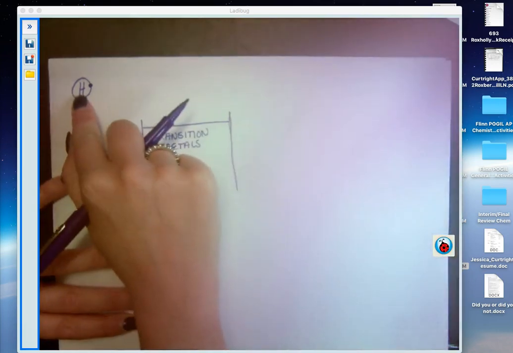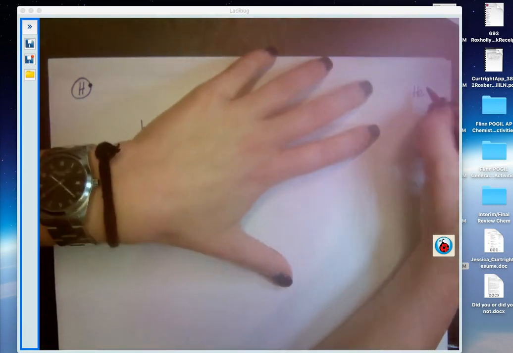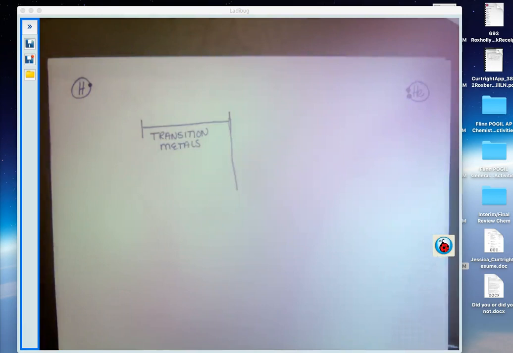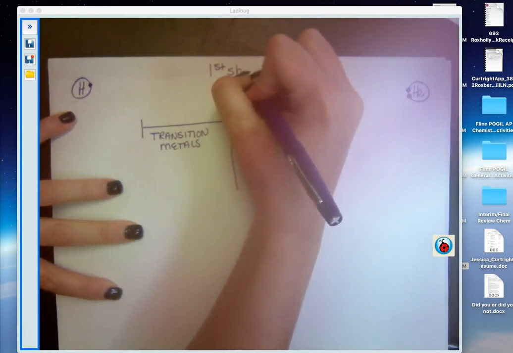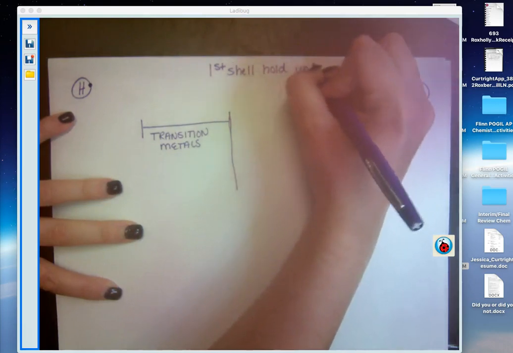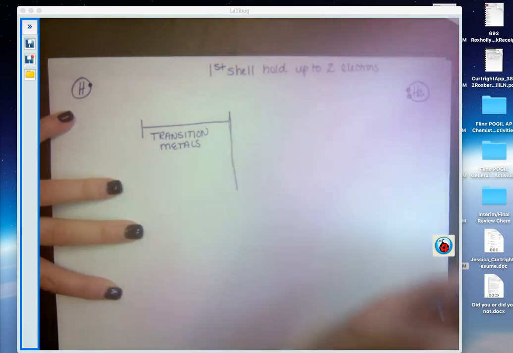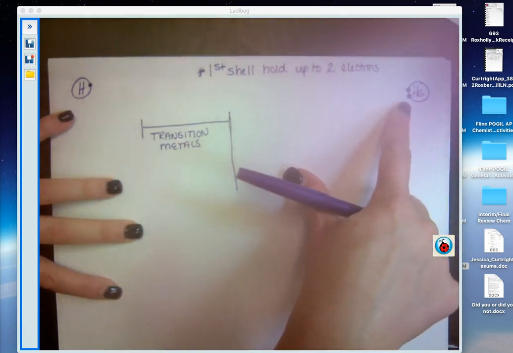Directly across from hydrogen is the only other atom that's on the top row, and that is helium. Helium has 2 electrons. So I'm going to put a circle around helium, and I'm going to draw 1, 2 electrons. Okay, so there's 2. Now there's a couple of rules that you need to write down. First of all, the first electron shell can hold up to 2 electrons. That's super important. Once this shell has 2 electrons, it is full. It's different than the other shells.